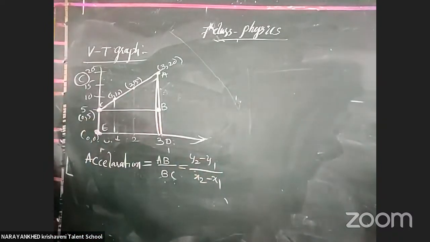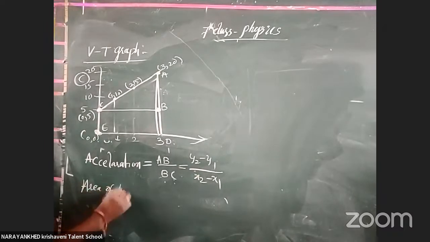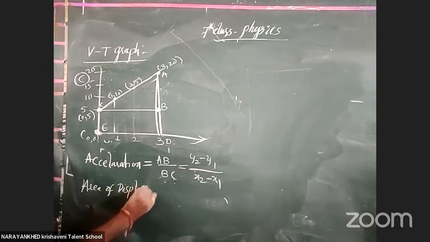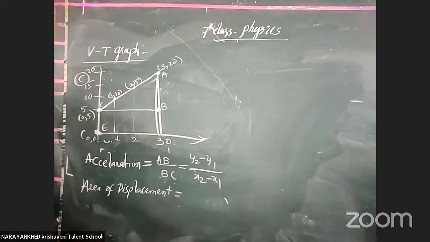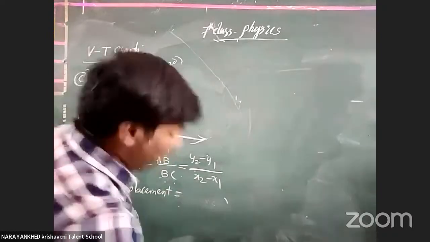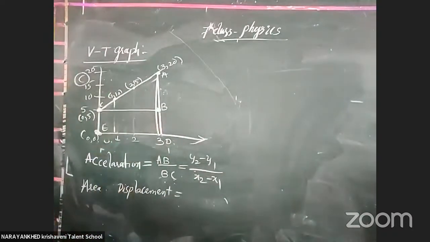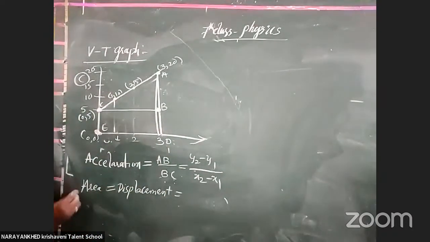Understood or not, all the students? There is no change in that. Y coordinates by the X coordinates, that's it. Okay. Now, the difference of Y coordinates by X coordinates. Next, what do we consider after this? Area is displacement. What is the area? Trapezium area.